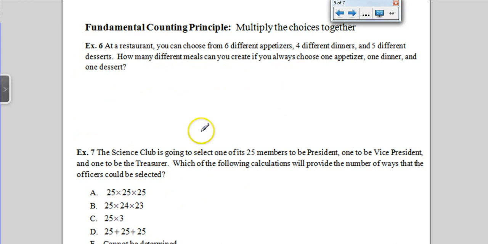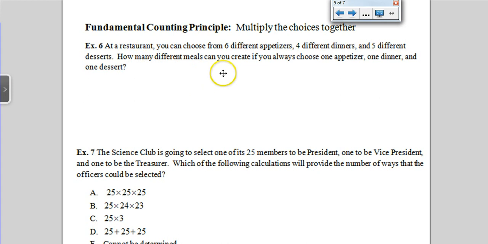Okay, the easiest questions you will ever see are fundamental counting principle questions. All we're going to do is multiply our choices together. These are on the ACT, and they're very easy to do, but for a child who doesn't know how to do them, they might waste a lot of time trying to figure it out.